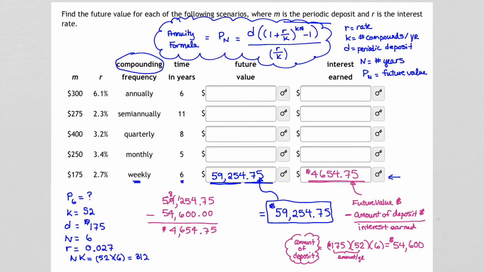That's just one row. For the rest of the rows, you have to repeat the same process, except each time you'll have a different periodic deposit, a different interest rate, and a different K and N value. The idea, though, is the repetition to get you used to using the annuity formula and calculating interest earned. Please reach out if you have any questions at all. Good luck.